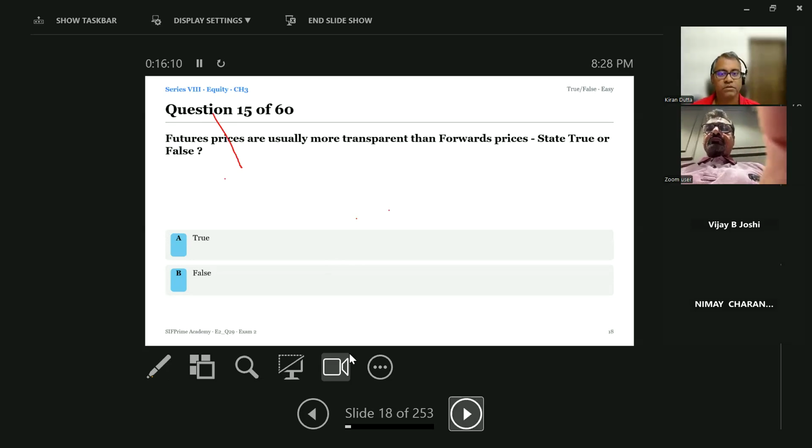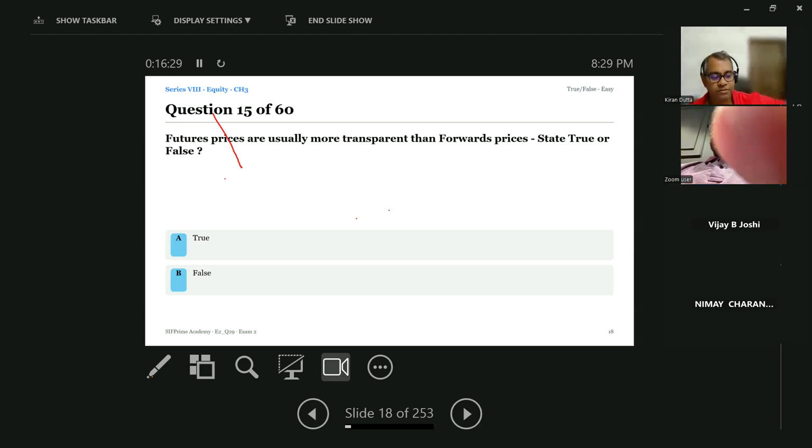Perfect. Next. It's only the forward and future concept that we discussed. They are doing jugaad with the questions, nothing else. What you need to do is just read through nicely. Future prices are usually more transparent than forward prices. Absolutely yes. That's what we were saying, right? Standardization, standardization, standardization. Answer is yes.